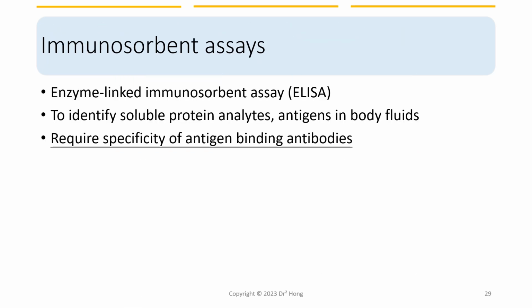Another commonly used antigen test is called enzyme-linked immunosorbent assay. Most often people just refer to it as ELISA. Now, it is particularly useful to identify soluble protein analytes and antigens in body fluids. The assay requires the high specificity properties of antigen-binding antibodies.